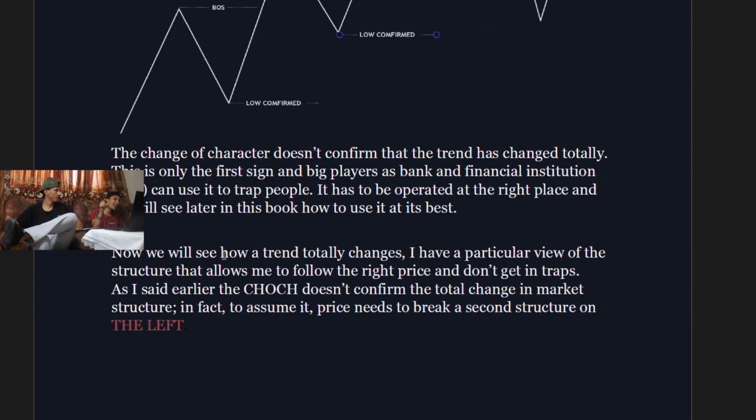Yes, basically banks will liquidate you, and you'll be like, oh no, I should have. Now we'll see how a trend totally changes.